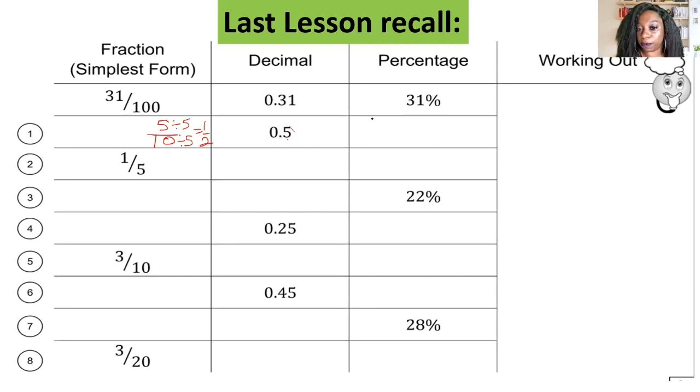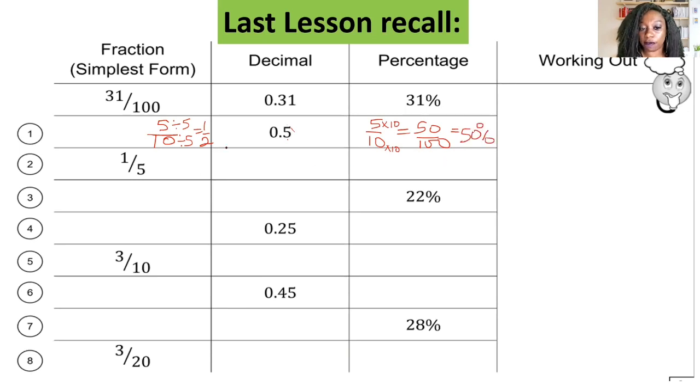To change it into a percentage, your 5 over 10 has to become 50 over 100. Why? Because you multiply the denominator by 10 to get 100, and you multiply the numerator by 10 to get 50. So that will give you 50%. So that's how to go about it.